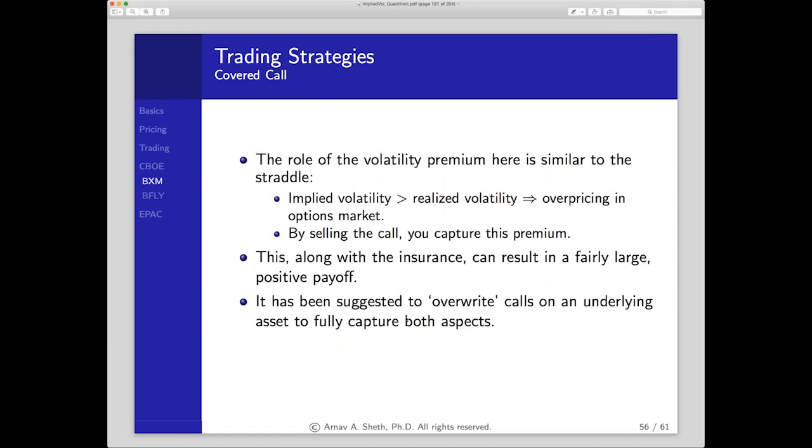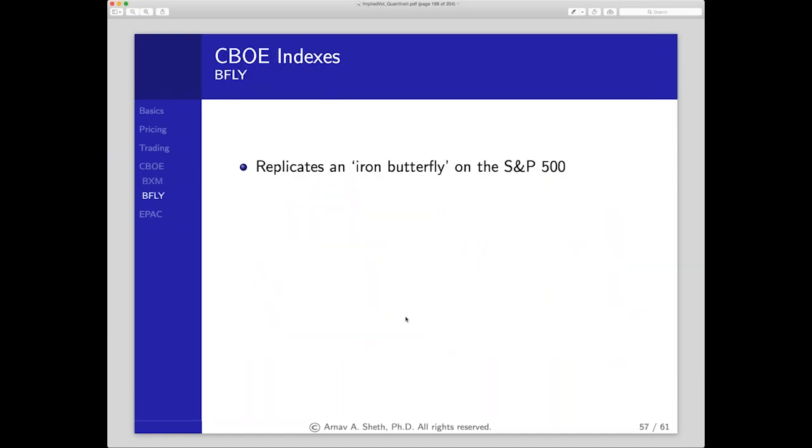So some people have suggested to overwrite calls. In other words, you continuously keep writing calls on the underlying that you own over short periods of time, and then you fully capture both the insurance aspect as well as the volatility premium. Again, all of these things have their risks. If there is a large up movement in the stock, your option will be called. Of course, if you already own the stock, then you will lose it. So just be prepared. Don't be too attached to the underlying stock. If you already own a stock, if you're ready to lose it, that's great.